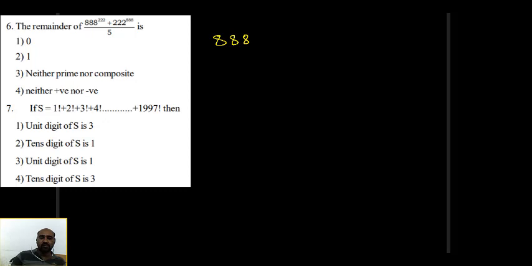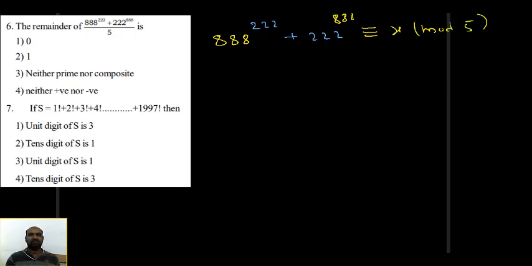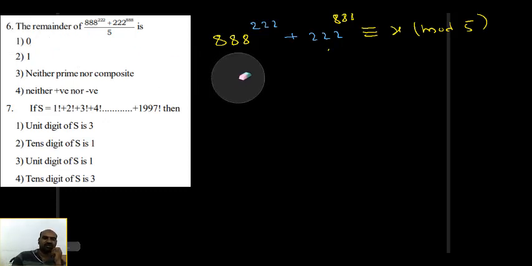8 power 2 plus 2 power 8 is congruent to x modulo 5. What is x? That is the question. So separately I will find what the remainder is when each number is divided by 5. After that I will add.